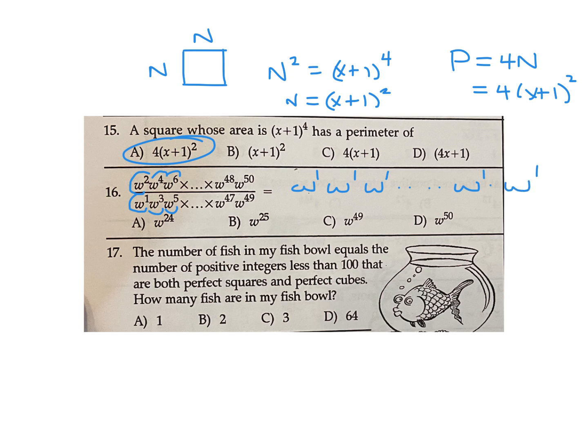So how many of these do we have? Be careful, not 50. On the top, it's every even number. So it's 50 divided by 2, so 25. So it would be W to the 25. So 16 would be B.